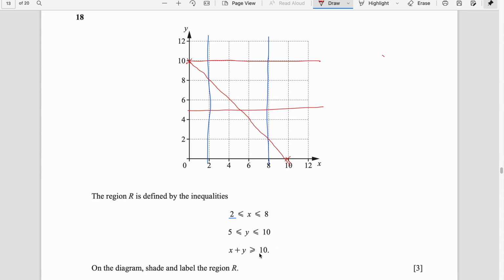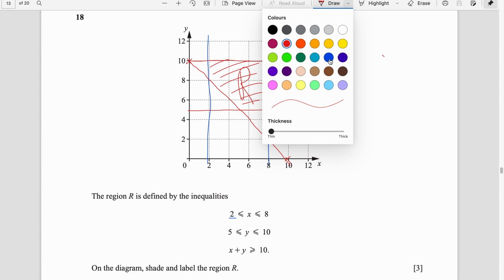And both of these are more than 10. So this is your final region, labeled as R.